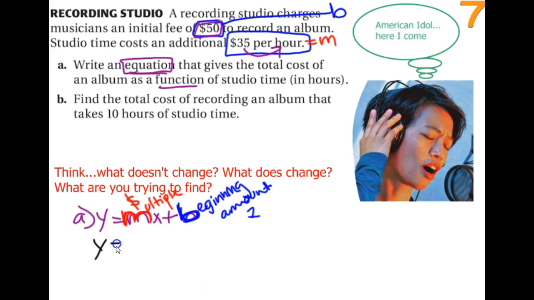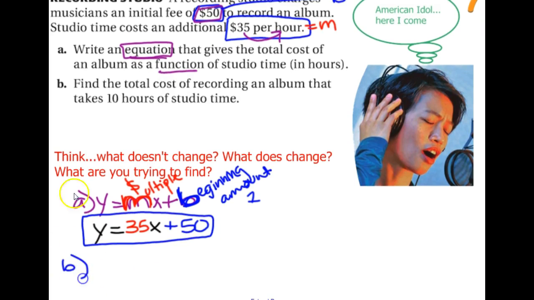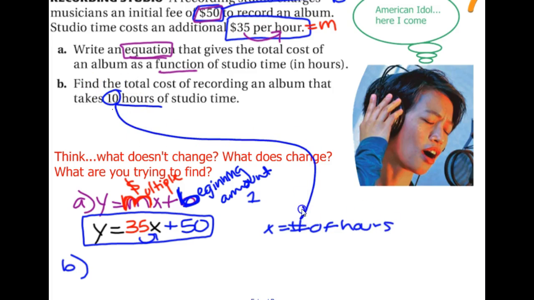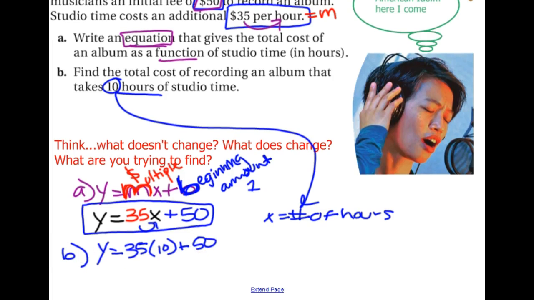So our equation would be y equals m, which is 35x, plus b, and b, our beginning cost, is 50. So there's our equation. And then it says, part B, find the total cost of recording an album that takes 10 hours of studio time. Well, if you think about it here, we have to pay $35 per hour. So x must be the number of hours. So if it's going to take us 10 hours, we're plugging that in for x. So 35 times x, which is 10, plus 50.